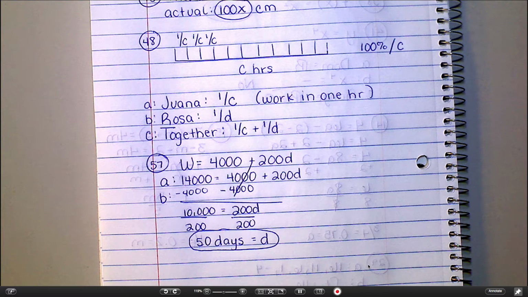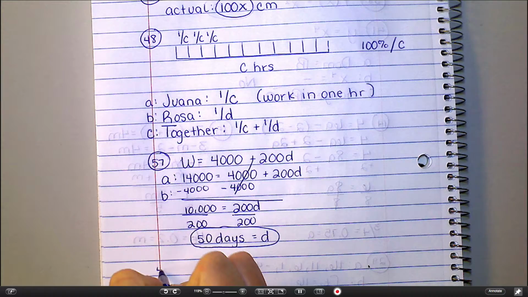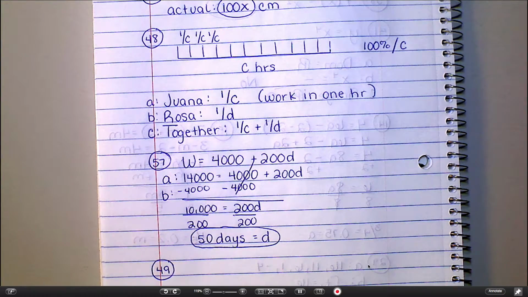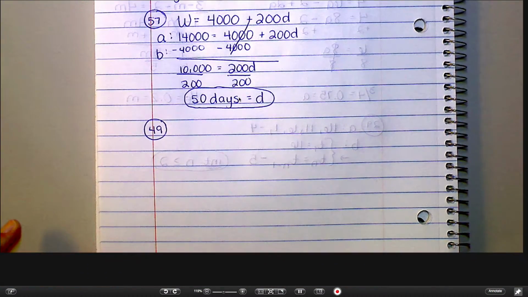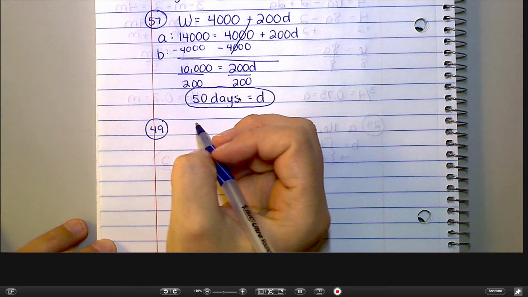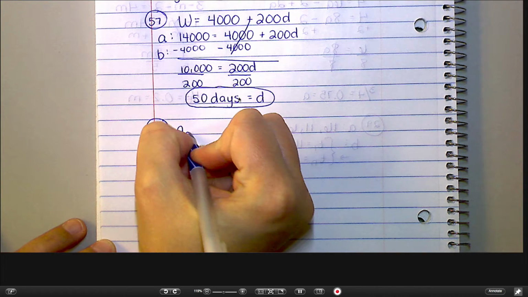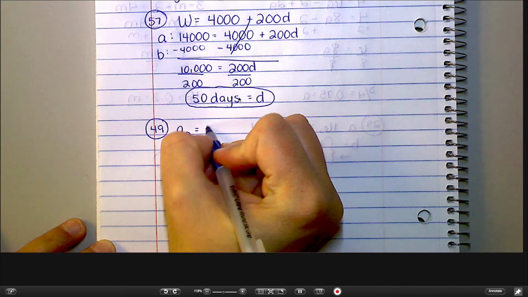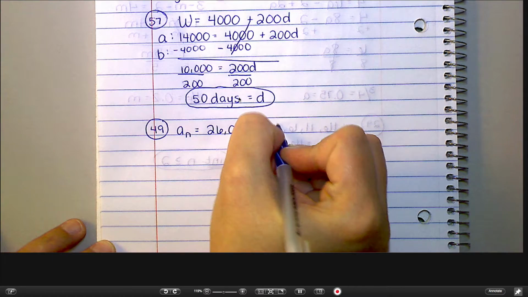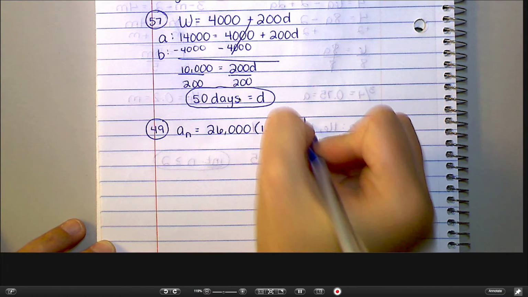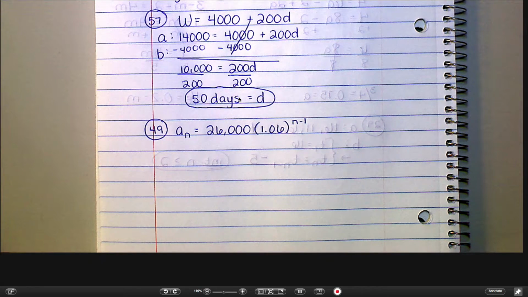Can you do the salary? 49? Sure. Okay. So this is really an explicit formula in disguise here. And again, they wrote the formula for you, so that's kind of nice. Thank you, math gods. For 49, they tell you that the sentence A sub n equals 26,000 times 1.06 to the power of n minus 1. That's going to give you how much your salary increases each year. And then it says, write Sandra's salary for the first 5 years.